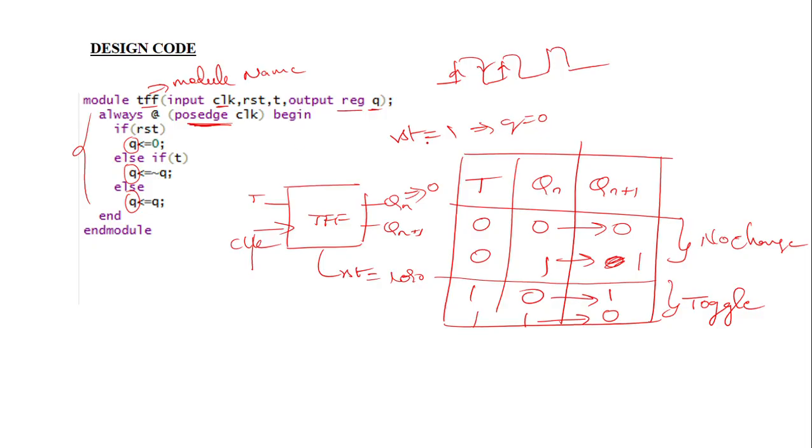Otherwise, it is not the case, so the reset is equal to 0. What will happen? Else if T, if your T value is equal to 1, see here, what is your output?